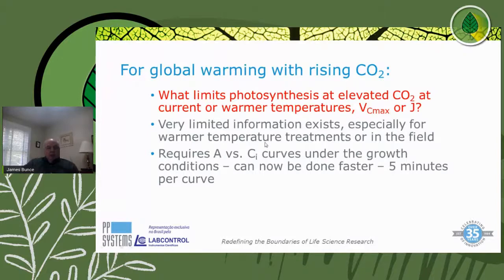So to figure out this question of what is limiting photosynthesis at high temperatures, is it at elevated CO2? Is it Vcmax or is it J? Obviously, the way to answer that question is to do A/Ci curves under the growth conditions. And I would point out that now these can be done much faster than they used to be able to be. It used to be a very slow and tedious process, but now we can do complete A/Ci curves in 5 minutes with a PP system.